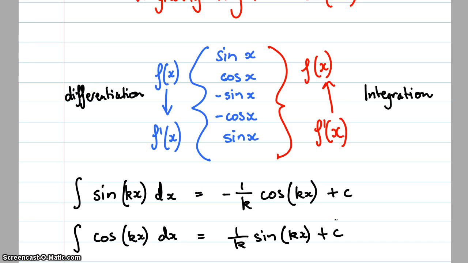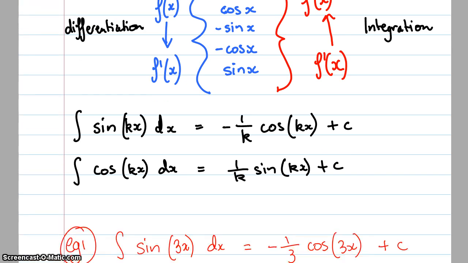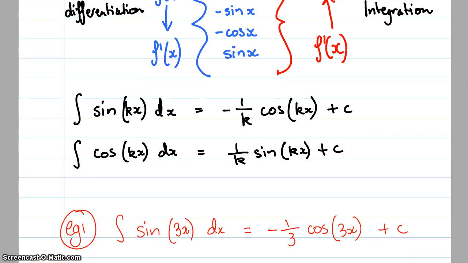For example, I've got this one here, the integration of sine 3x dx, and the sine turns into a negative cos, and I get this constant at the front, because I divide by the derivative of what's on the inside. That's what I was doing up here. So divide by the derivative of that, which is just 3, so it's negative a third cos 3x plus c.